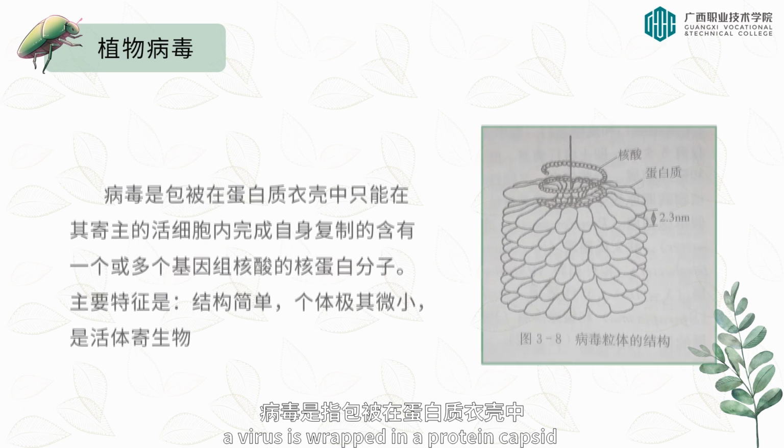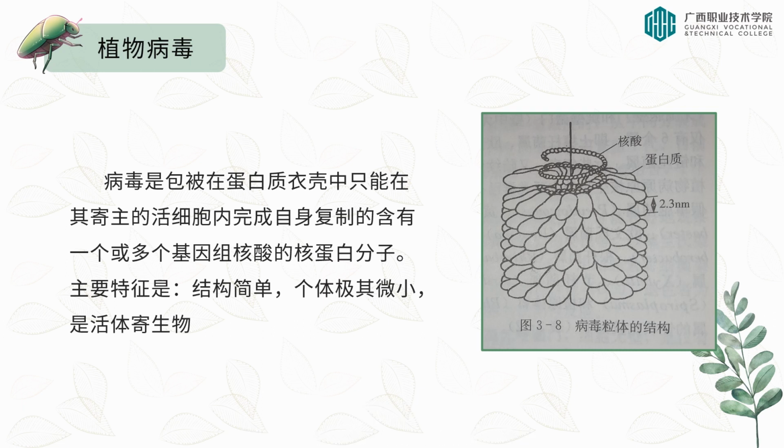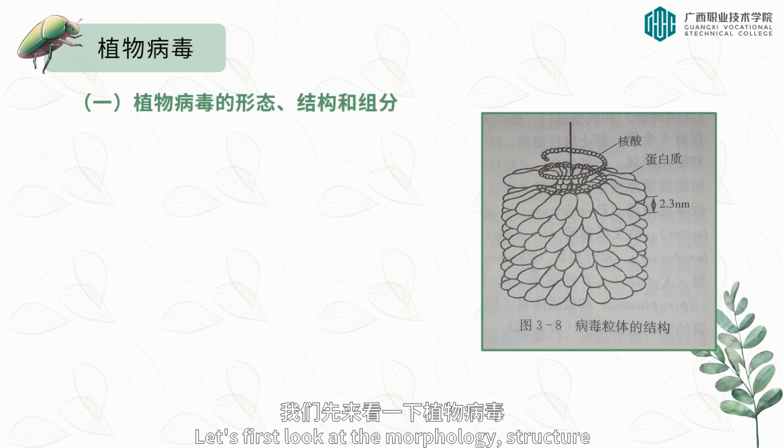A virus is wrapped in a protein capsid and can only replicate itself in its parasitic living cells, containing one or more genomic nucleic acids. The virus has the main features of simple structure and an extremely small body. Let's first look at the morphology and structure.